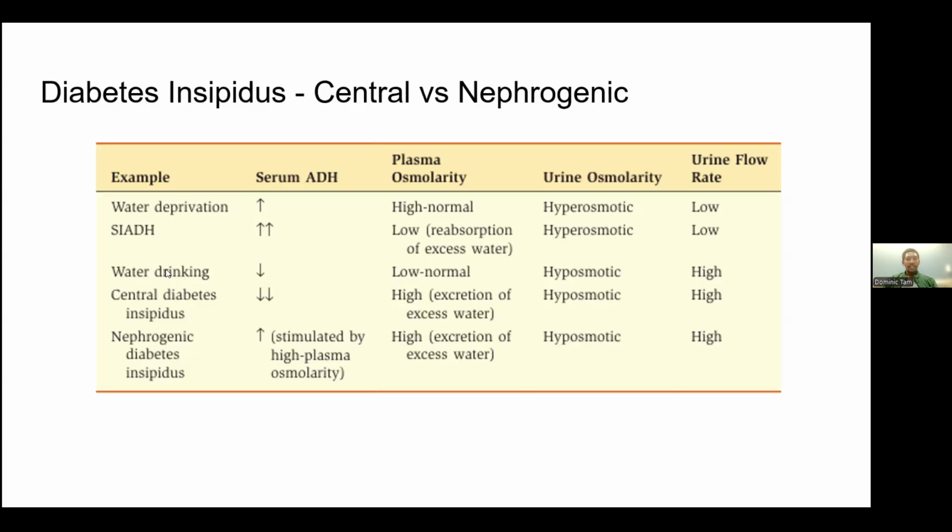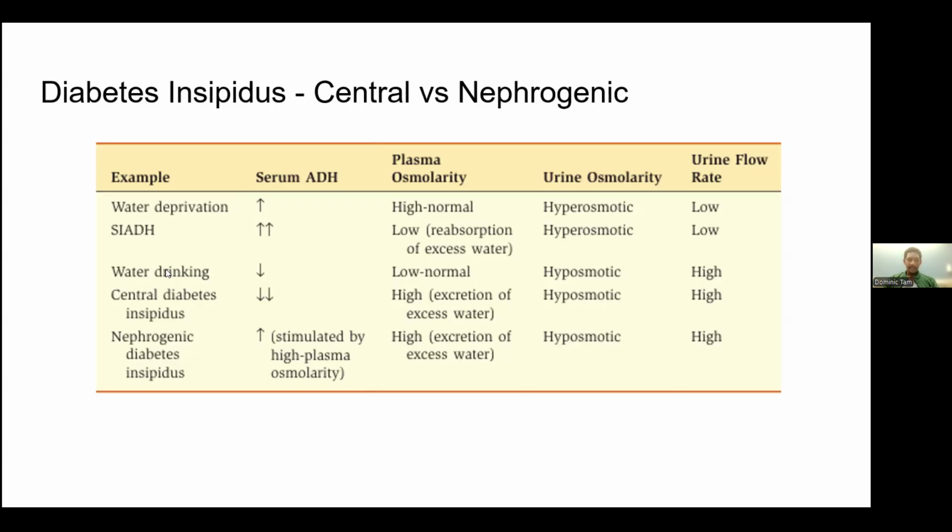Plasma osmolarity is going to increase to abnormally high values because of this excess amount of water that's going to be excreted in the urine. A high plasma osmolarity normally stimulates ADH secretion, but when you're in central diabetes insipidus, no ADH is being secreted. And we treat by administering an ADH analog.